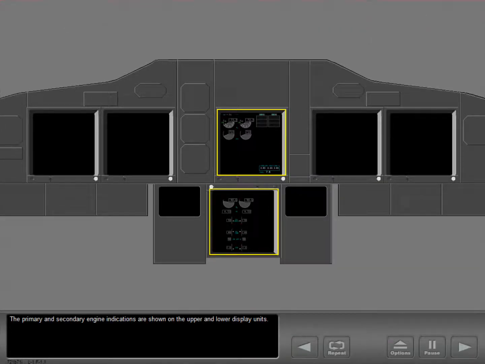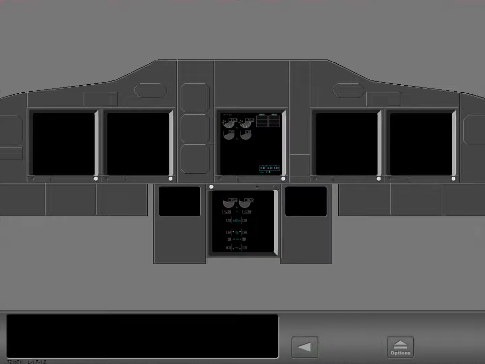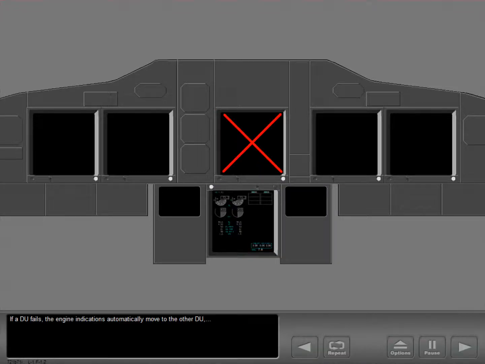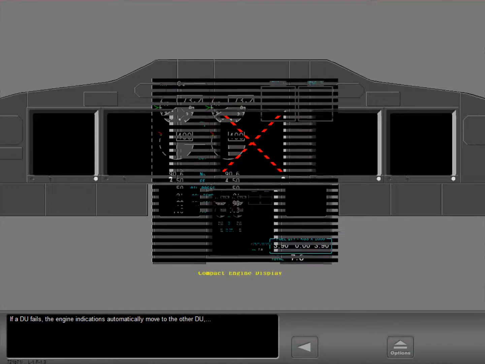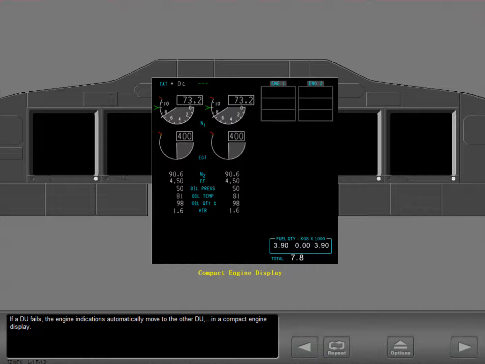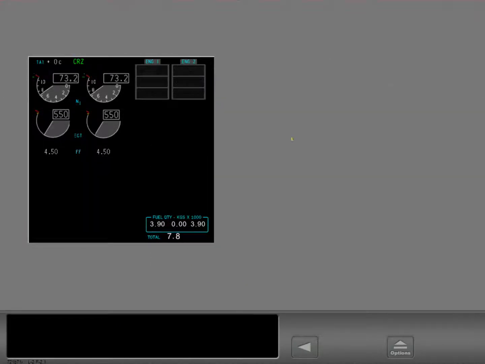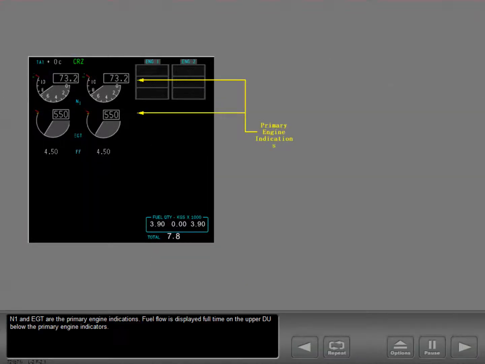The primary and secondary engine indications are shown in the upper and lower display units. If a DU fails, the engine indications automatically move to the other DU. In a compact engine display, N1 and EGT are the primary engine indications.